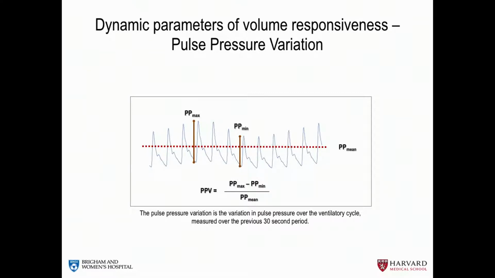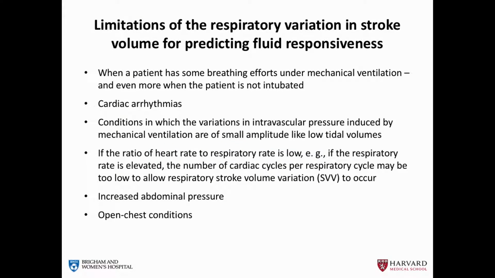And this is really a similar parameter to what we just did with stroke volume. And all of these need to be taken in context, and all of them do have some inherent variability. Now, there are a number of things that can limit the ability to get accurate stroke volume assessments. Much of this has to do with respiratory variation and predicting fluid responsiveness.